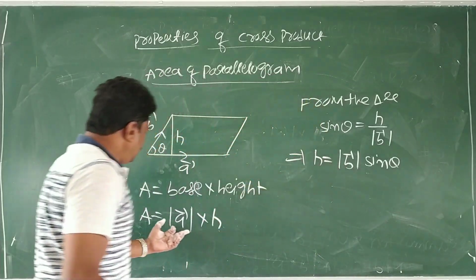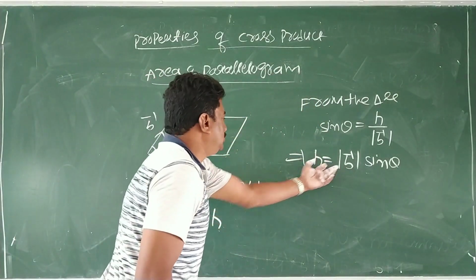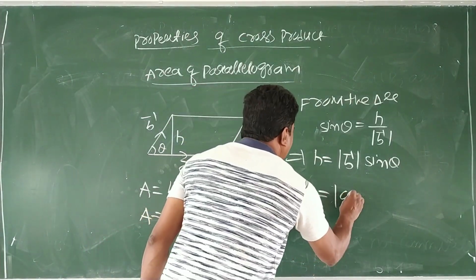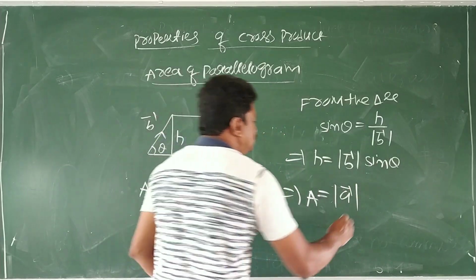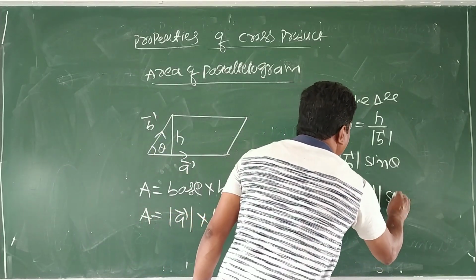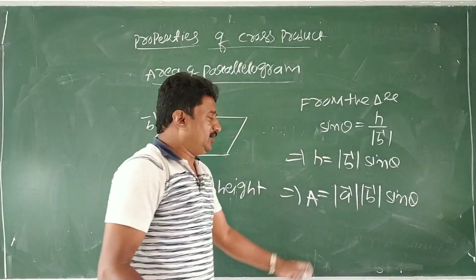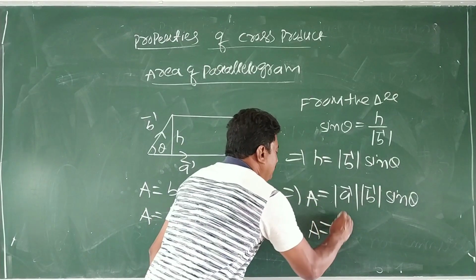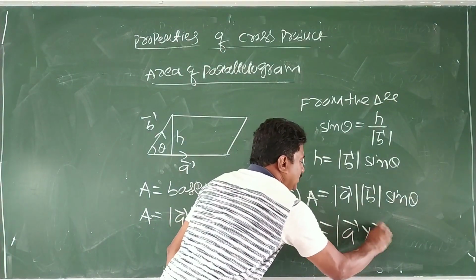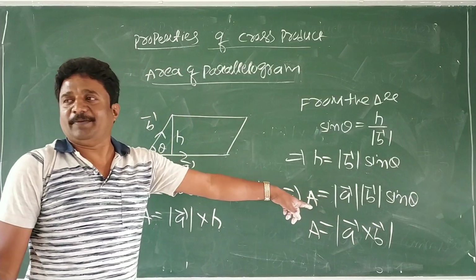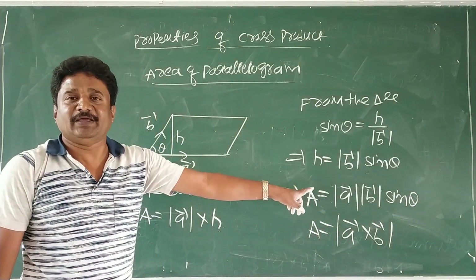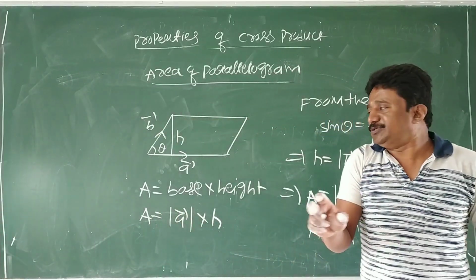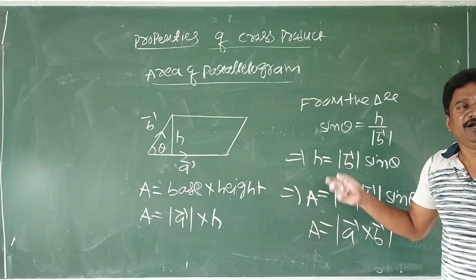Substitute this in the area formula. That implies area A becomes length of the vector A, and h is length of the vector B into sin theta. What is this? Length of A into length of B into sin theta, students. So it is nothing but magnitude of A cross B. Am I correct? You see that from your first property. So the area of the parallelogram is magnitude of A cross B.